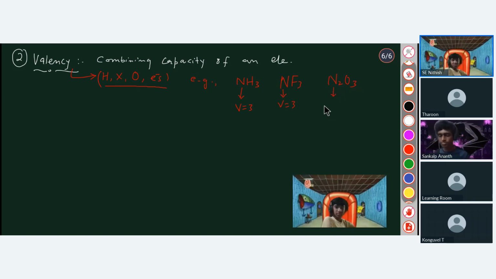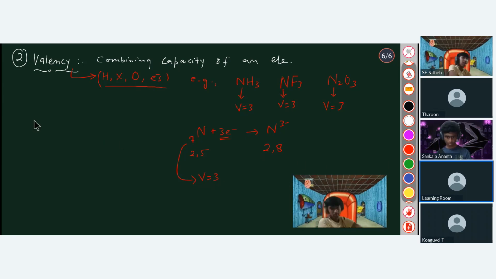It will again be 3. Similarly, in terms of electrons, nitrogen gains 3 electrons to complete its octet, so it becomes N3-. Atomic number 7 is 2, 5. When it gains 3 electrons, it becomes 2, 8. So it has gained 3 electrons, which means the valency of nitrogen is 3. So these are the 4 ways to define valency. You can define it any way you like: hydrogen, halogen, electron, or oxygen.